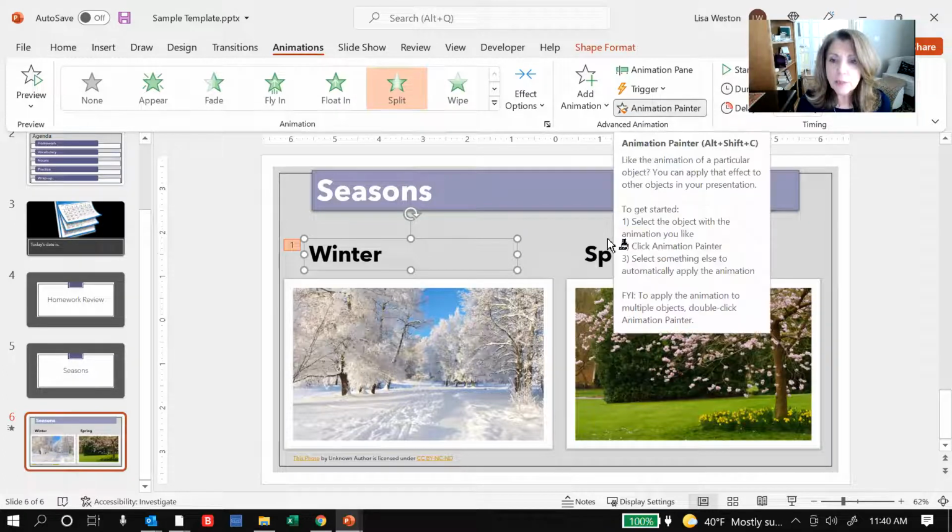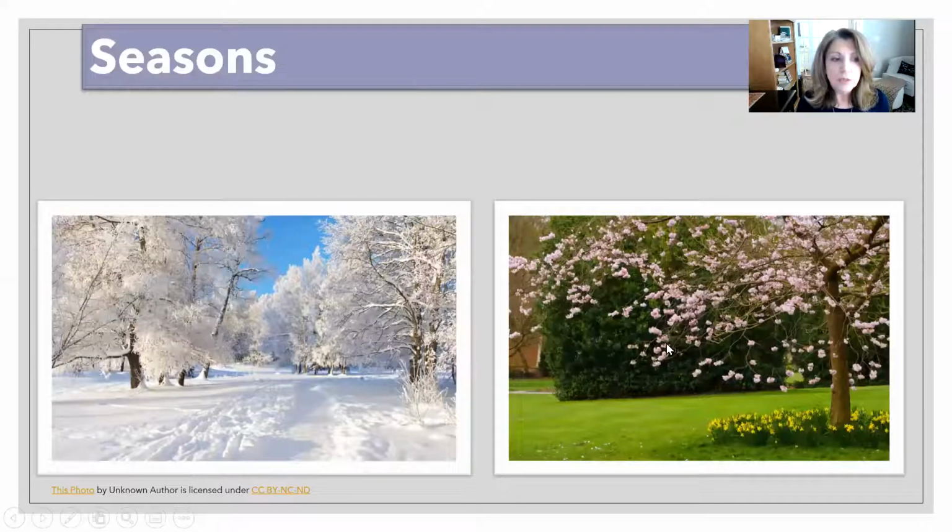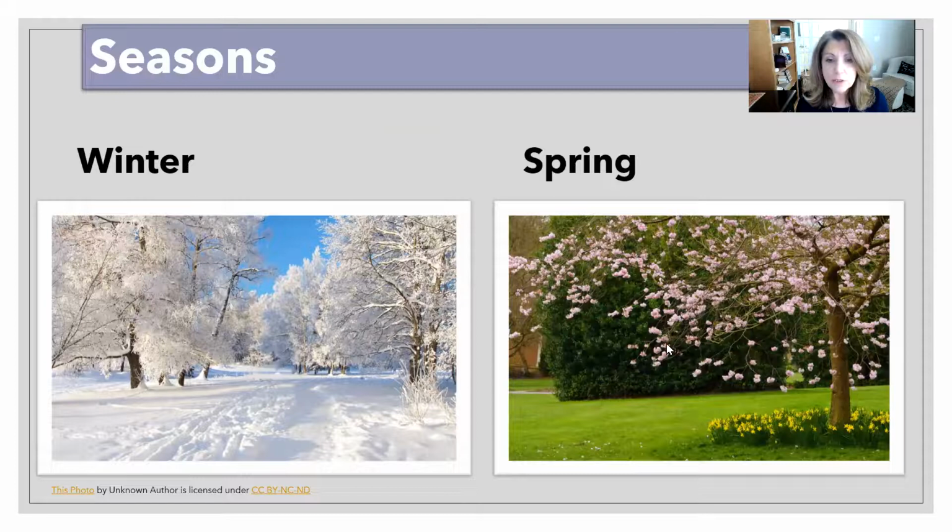So I click on Animation Painter. You'll notice that it looks like I have a paintbrush on my cursor. If I click on the spring text box, that text box inherits the settings that are associated with the winter text box. So really fast and easy way to apply and replicate settings from one object to the next. Okay, so now when I go into slideshow mode, there are no words on the screen for the seasons. I press the down arrow, page down, or click, and now I'm controlling the entrance of these words on the screen. So there's a little animation.